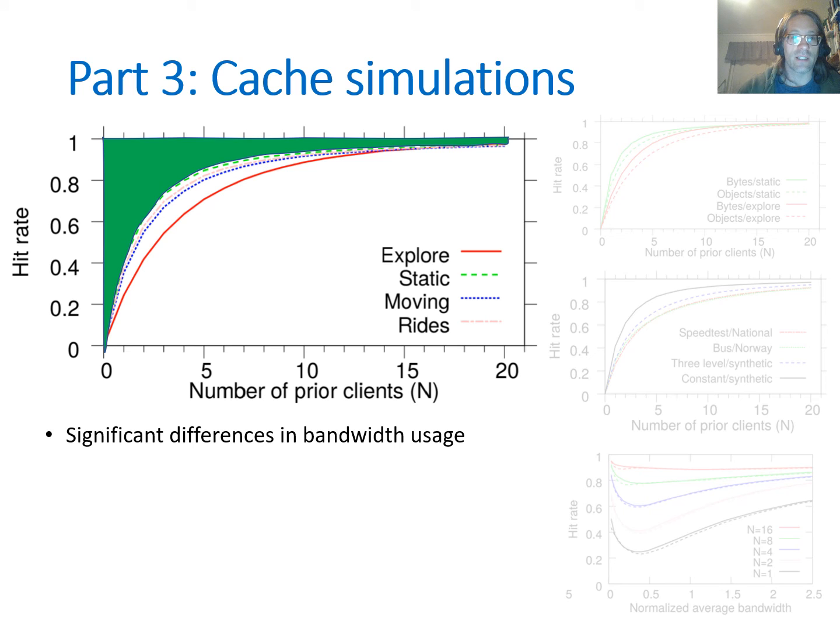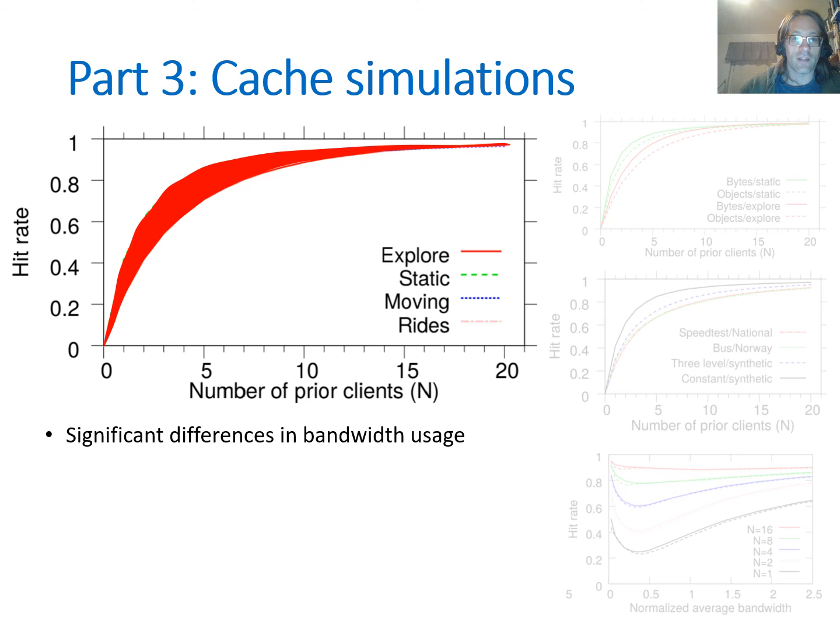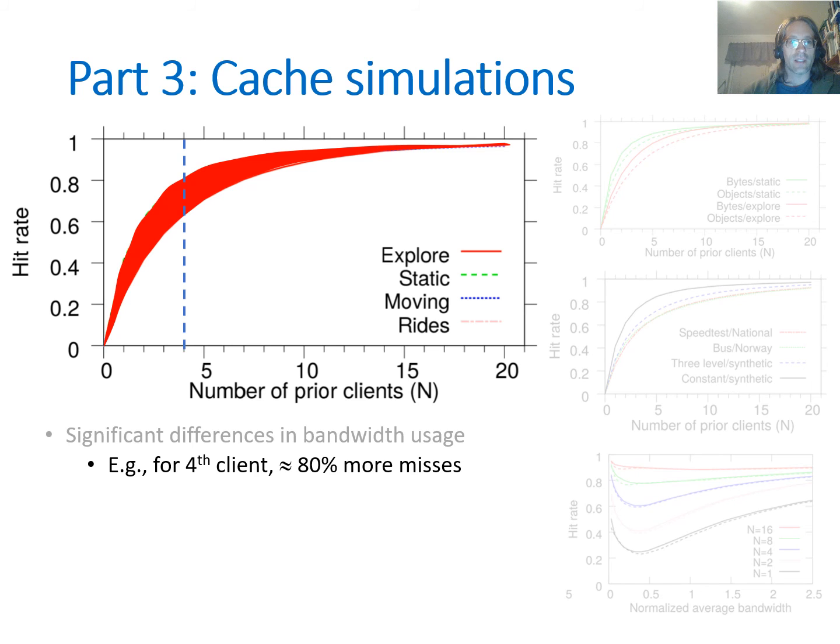So here the green area in some sense corresponds to the bandwidth usage for the static, and the red area here corresponds to the bandwidth usage for the Explorer. And finally, the bandwidth usage difference between these two different categories is shown here in red. We can now easily identify the increase in miss rates for a particular user, in this case user 4. So here we see the miss rate for the static. Here we see the increase in miss rates when we add explore, and the difference between those we can calculate to roughly 80%.